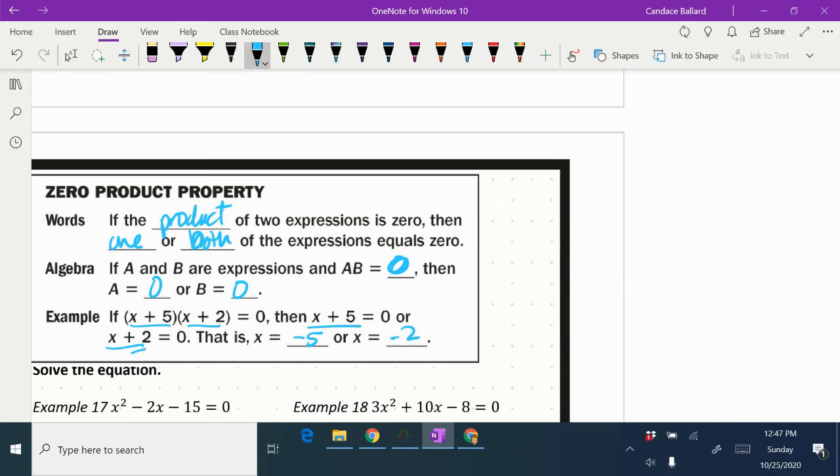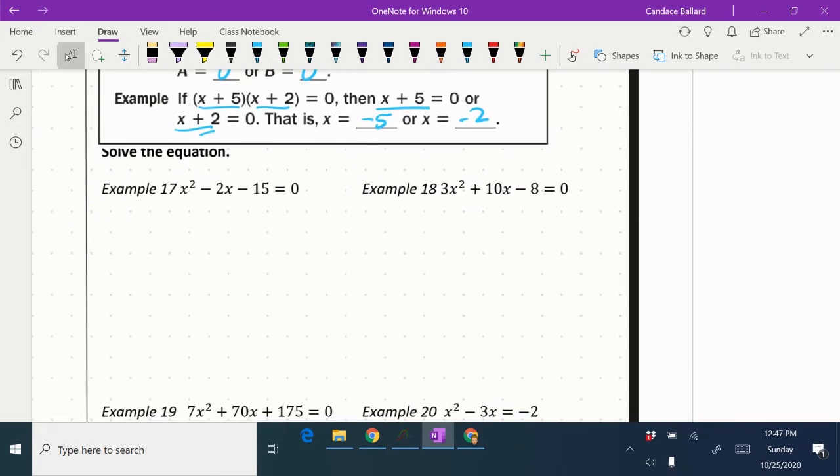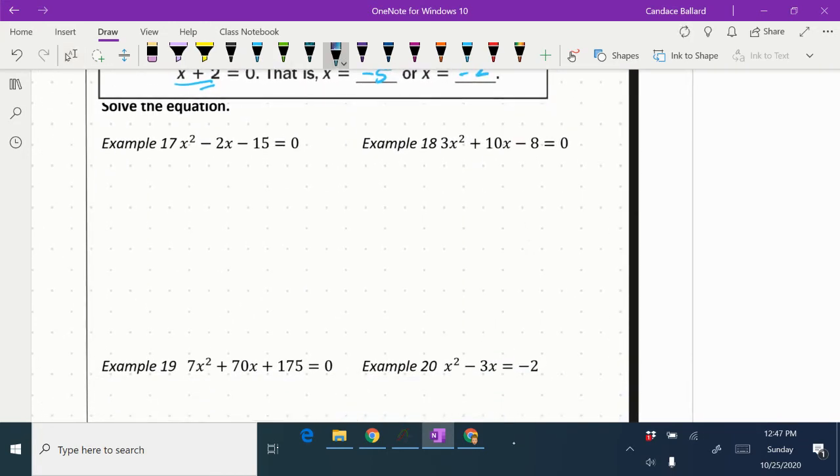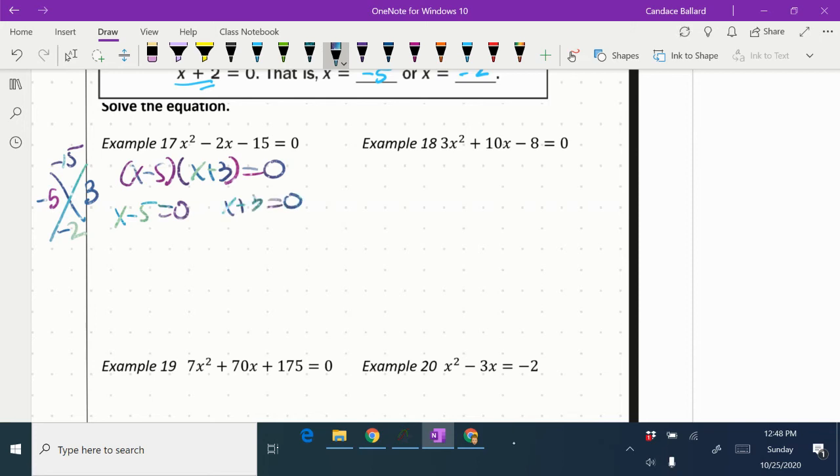So let's try a few of these. We're going to do a good old magic x. So magic x, two numbers that multiply to -15 and add to -2. So that would be -5 and 3, I think. So that would give us x minus 5 times x plus 3 equals 0. Now I'm going to use the zero product property to split them up and set them both individually equal to 0. So we get x equals 5 and x equals -3. I could check these by putting them back in to see if they actually work.